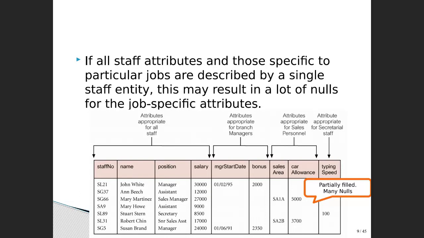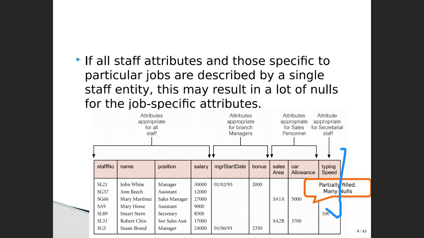by the types of subclasses. But let's talk about the manager, bonus, and start date. Is it shared or only specifically created for the manager subclass? Also attributes appropriate for sales personnel, like sales area and car allowance. It's not related to managers or other members of staff. It's only appropriate for sales personnel. Also for the secretary, you can see here typing speed, for the secretary only. So this is an attribute specifically appropriate for secretary members of staff.